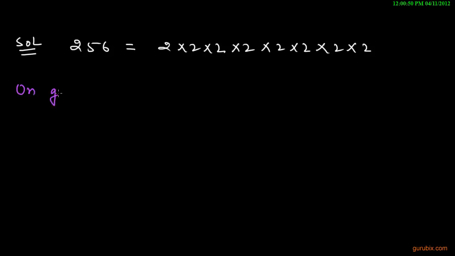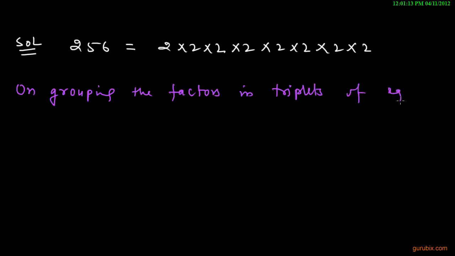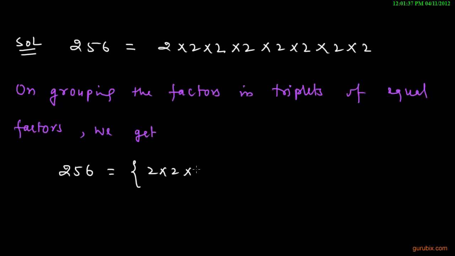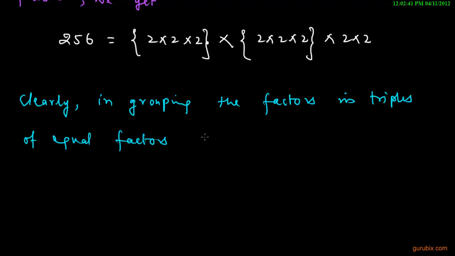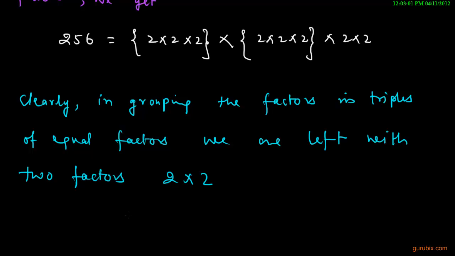On grouping the factors in triplets of equal factors, we get 256 is equal to 2 into 2 into 2, into 2 into 2 into 2, and like this. So clearly, on grouping the factors in triplets of equal factors, we are left with two factors, 2 into 2.